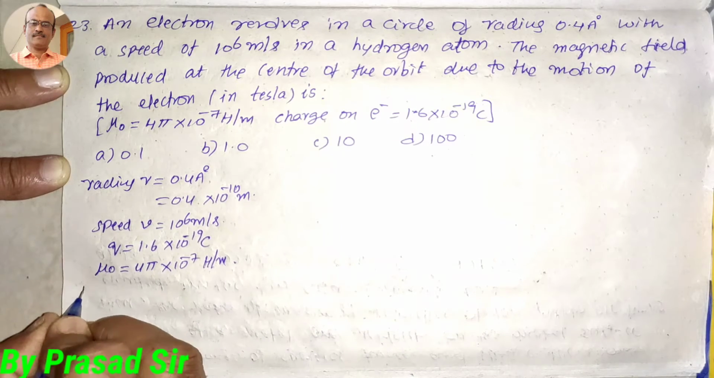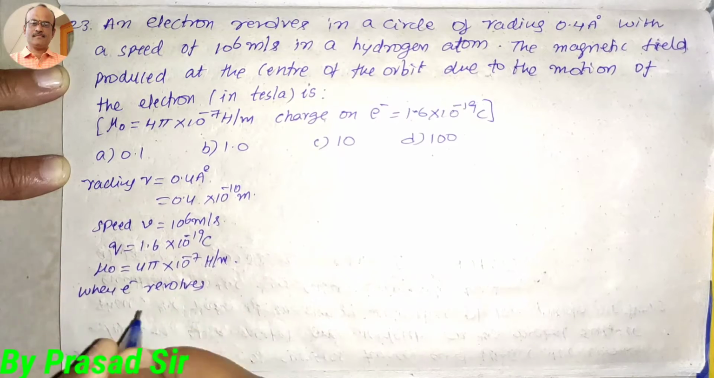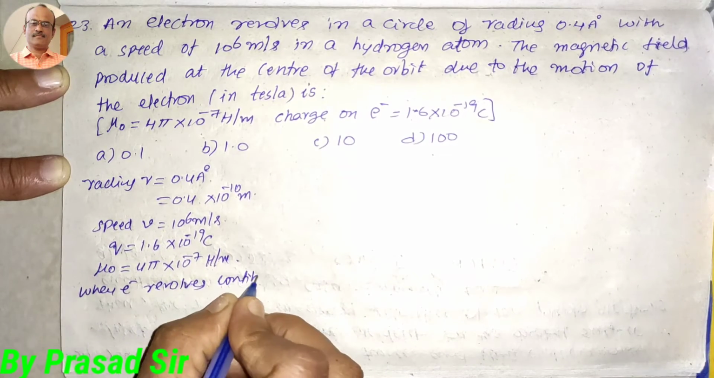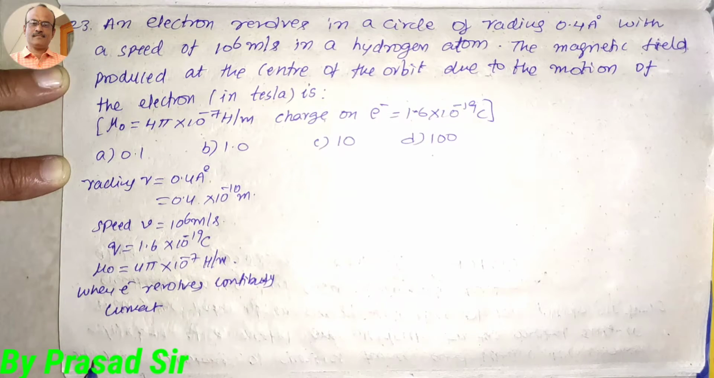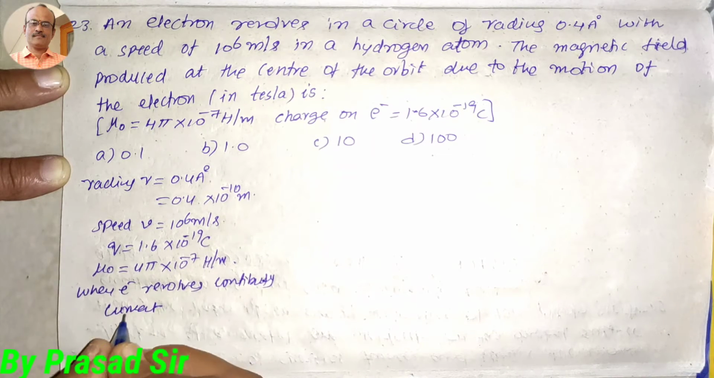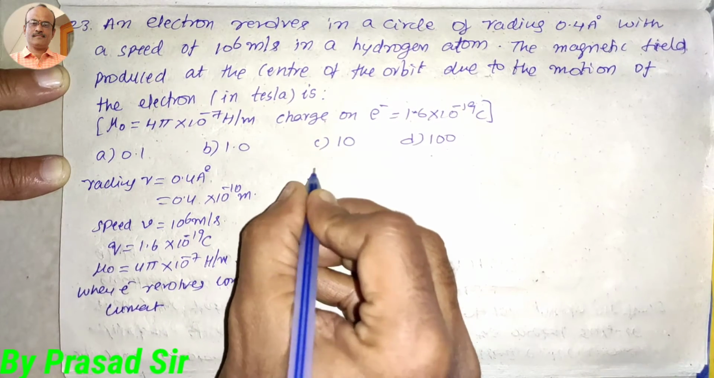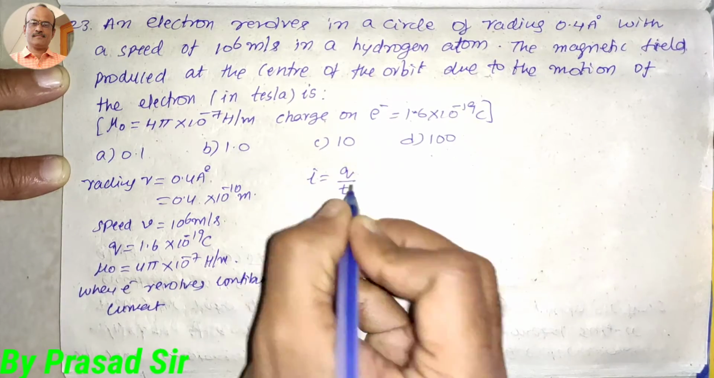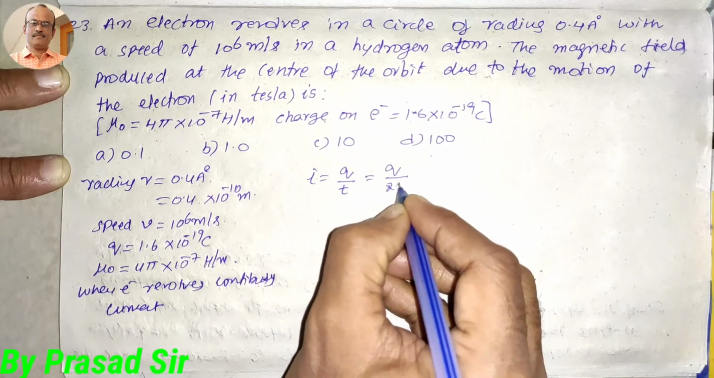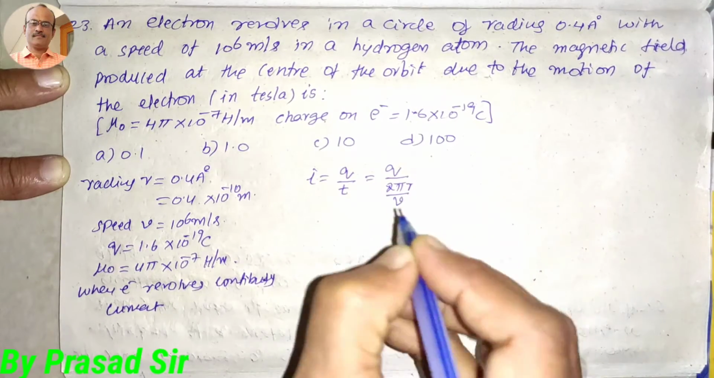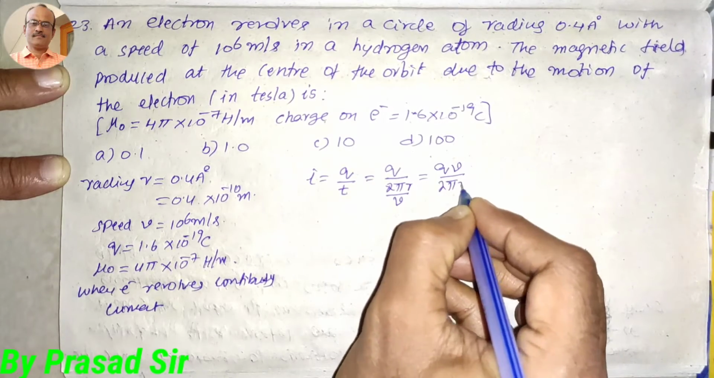But here one condition we know: when an electron revolves, it contributes current. Electron revolving in a specific orbit, so how must the current be here? I is equal to q by t, but q divided by time means the time period, that is 2 pi r by v. So it can be written as q into v divided by 2 pi r.